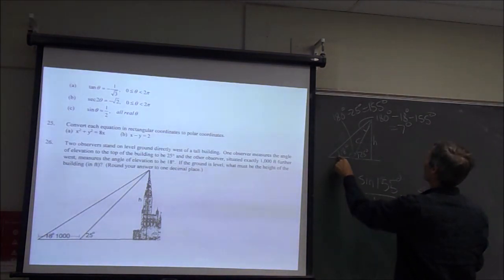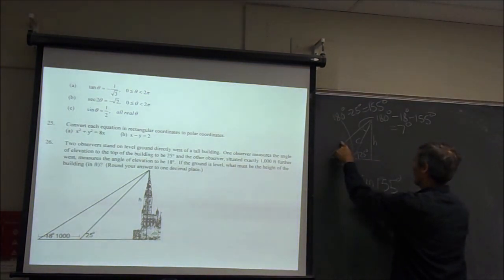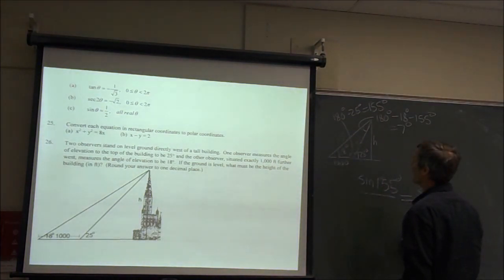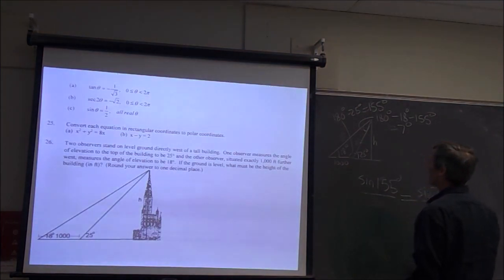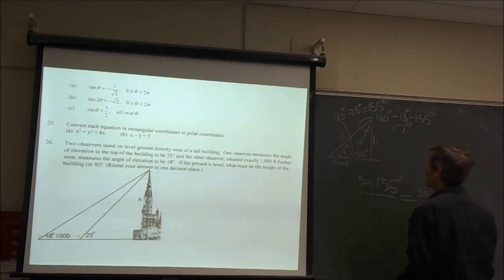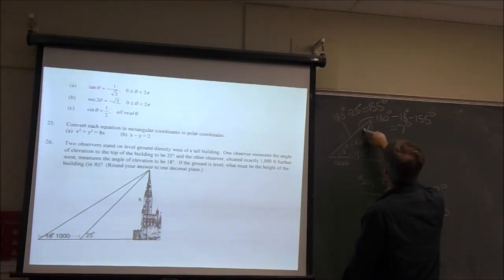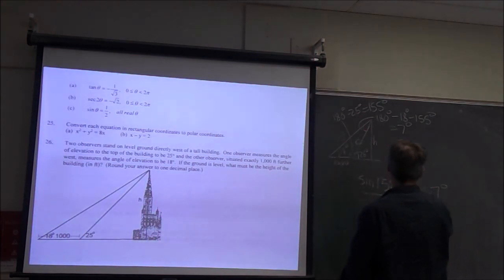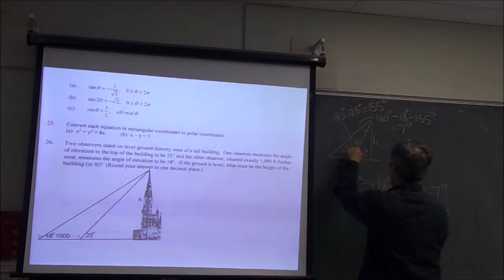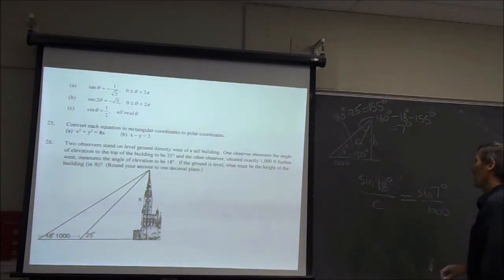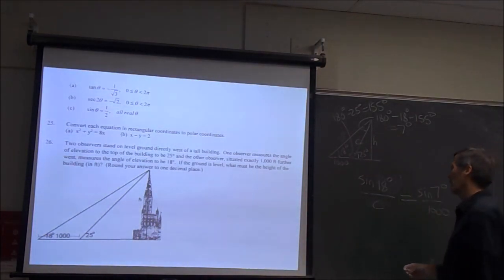Sine 155, it's not to 1,000. It's opposite side. Should be sine 18 degrees is to its opposite side C, and sine 7 degrees is to its opposite side 1,000. Sorry about that. So now I have three knowns and one unknown, and I can solve for that unknown.